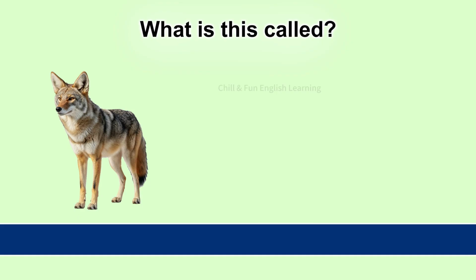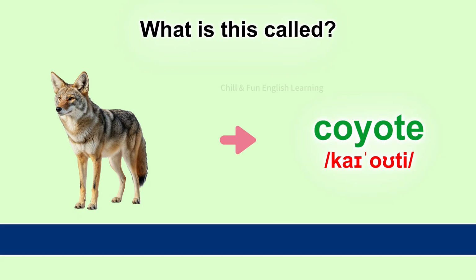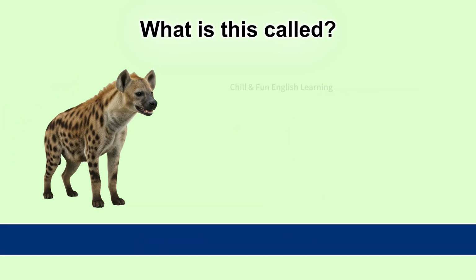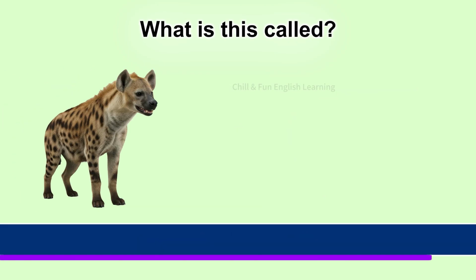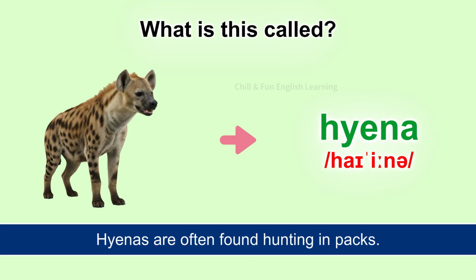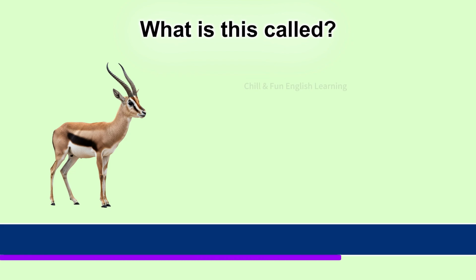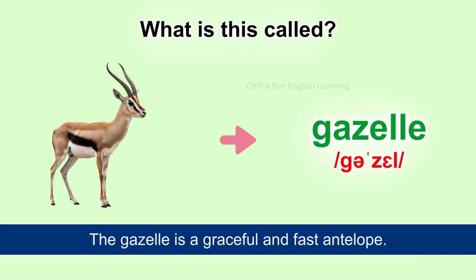What is this called in English? Coyote. For example, the coyote howled in the distance. What is this called in English? Hyena. For example, hyenas are often found hunting in packs. What is this called in English? Gazelle. For example, the gazelle is a graceful and fast antelope.